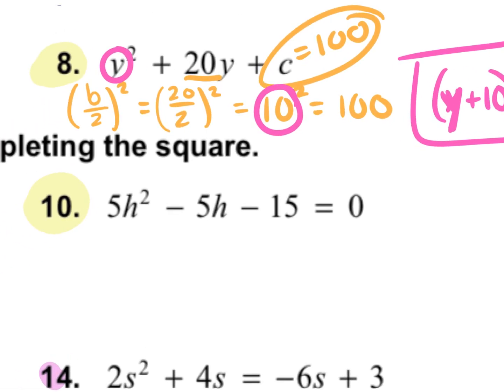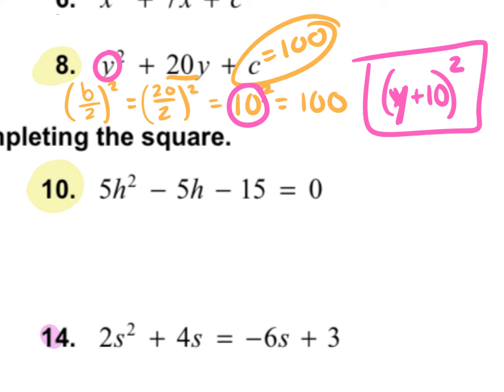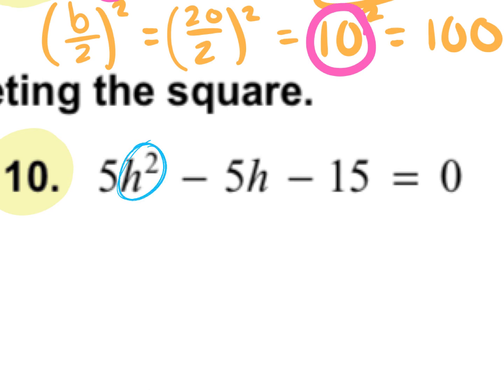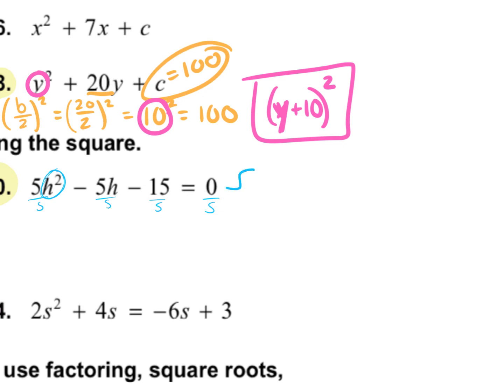All right, so next let's look at 10. 10 says solve the equation by completing the square. What can I do first to complete the square? You could divide this by 5. Awesome. We like it when our squared variable, that x squared, or here it's an h squared, when the coefficient's 1. So I'm going to divide everything here by 5. So if it's not 1, make sure you find the GCF and take that out. So this is now h squared minus h minus 3 is equal to 0. So I took out the GCF.